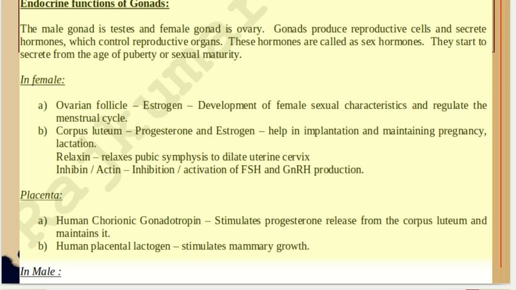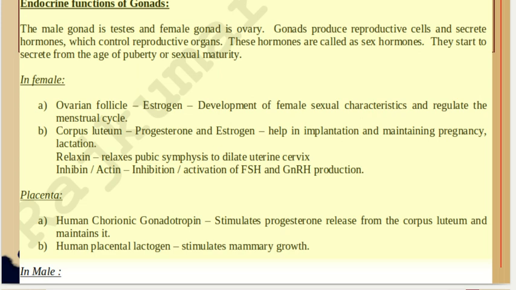In females, the ovarian follicle secretes estrogen, which is responsible for the development of female sexual characteristics, and it also regulates the menstrual cycle. The corpus luteum secretes progesterone and estrogen, which help in implantation and maintaining pregnancy and lactation. Relaxin relaxes the pubic symphysis to dilate the uterine cervix. Inhibin or activin inhibits or activates FSH and GnRH, gonadotropin releasing hormone, production.